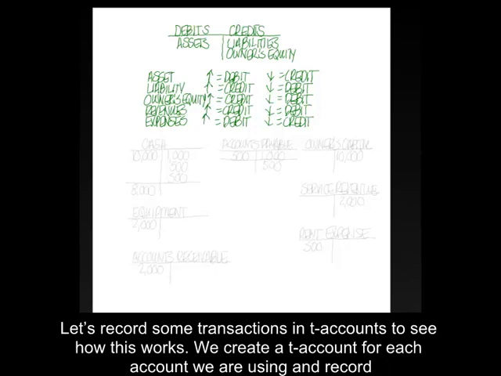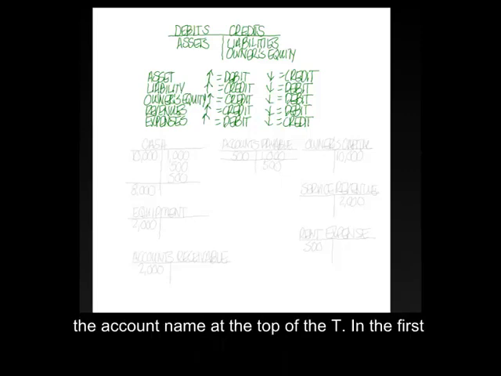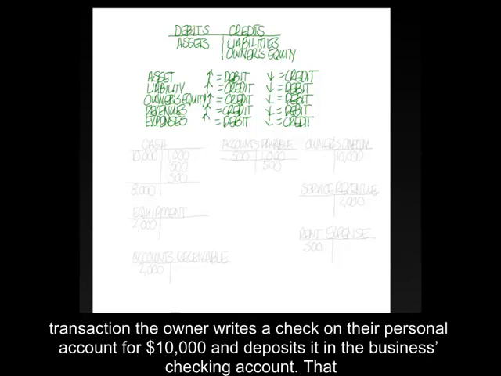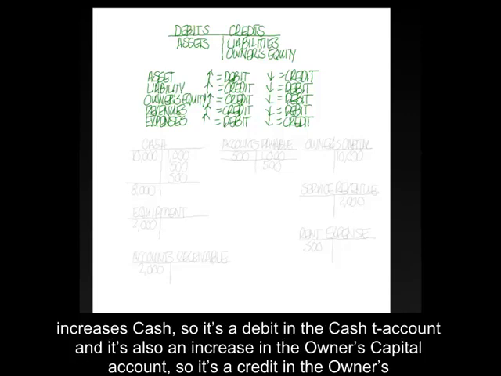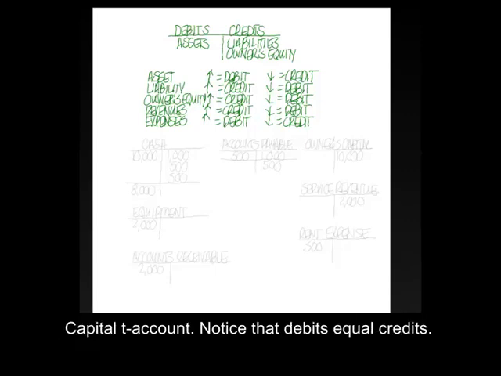Let's record some transactions in T accounts to see how this works. We create a T account for each account we are using and record the account name at the top of the T. In the first transaction, the owner writes a check on their personal account for $10,000 and deposits it in the business checking account. That increases cash, so it's a debit in the cash T account, and it's also an increase in the owner's capital account, so it's a credit in the owner's capital T account. Notice that debits equal credits.